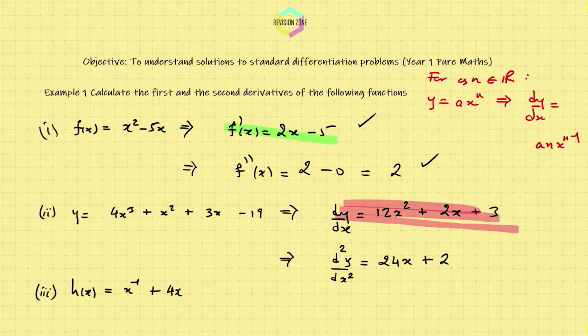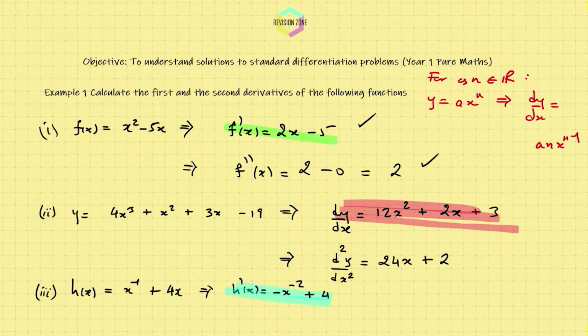Let's move on to the third example. In this case, I'll try and do it towards the bottom of the screen. Again, it's a standard function, because if I go back to my statement in red, a and n can be any real numbers. So here, n happens to be minus 1 for the x to the minus 1 term. So I differentiate to say h prime is going to be minus x to the minus 2 plus 4. And that's my first derivative, so let me mark that in a different color perhaps.